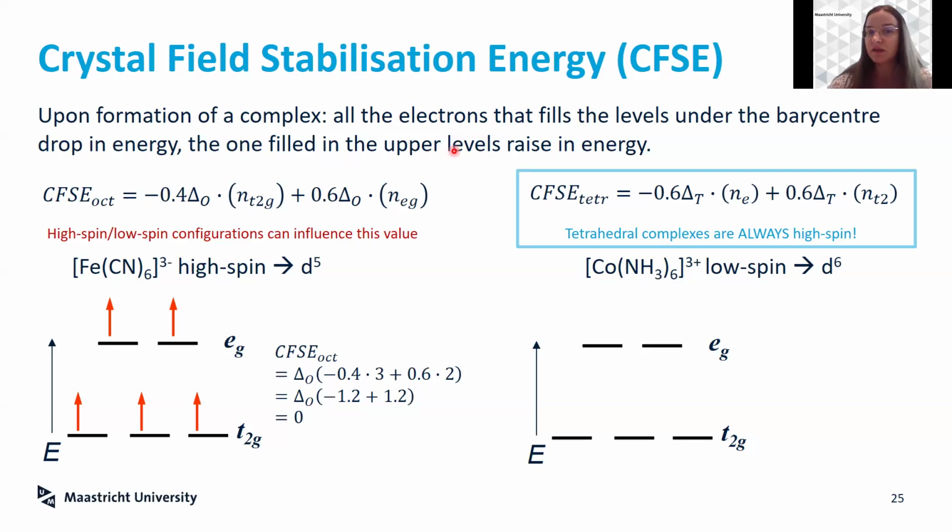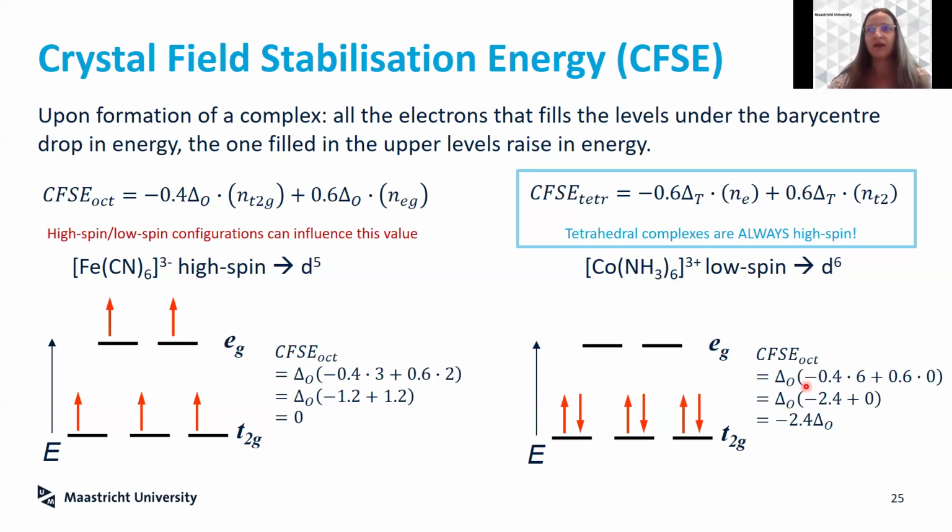You need to place 6 electrons, but you need to place them with a preference to pairing them rather than rising. So this means that you're going to use all of the 3 t2g orbitals, and then the other 3 in the other direction. There is nothing in the upper level. If you do the calculation, this gives you the stabilization. So you go negative in energy, 2.4 delta O, because you put all of the electrons in all of the stabilized orbitals.